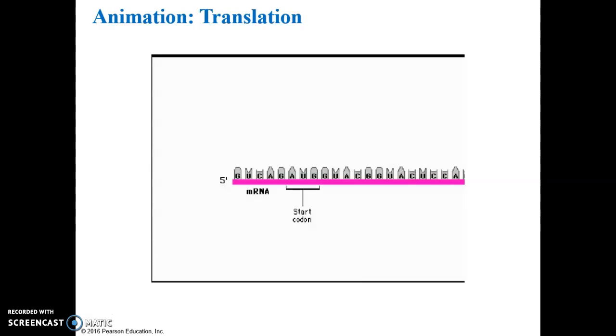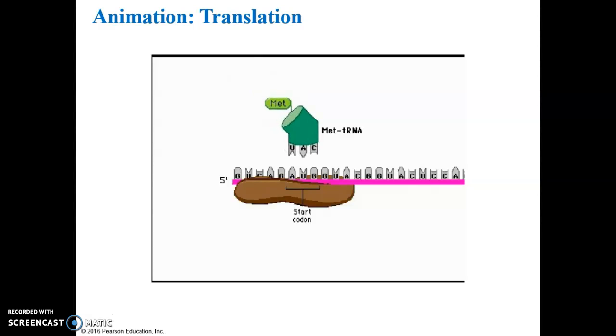We can divide translation, the process of building a polypeptide, into three stages: initiation, elongation, and termination. Translation is initiated when the small ribosomal subunit binds to the leader at the 5' end of the mRNA molecule. The anticodon of the initiator tRNA binds to the start codon, AUG. The initiator tRNA always bears the amino acid methionine.